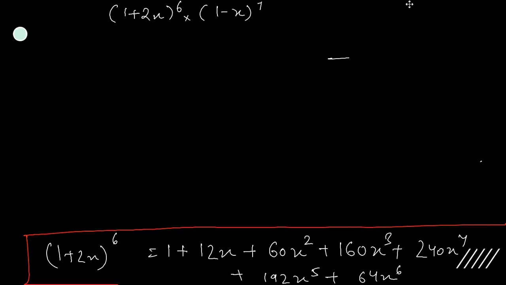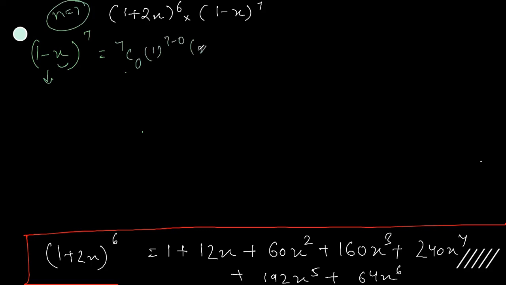So the second expansion is 1 minus x raised to the power 7. It is very easy to open because here the value of b is simple x, but there is a difference: a negative sign is there between the two terms. So every alternate term is negative. So let's start where n is equal to 7. So 7C0, 1 raised to the power 7 minus 0 and x raised to the power 0. Second term negative, third term positive, and so on.